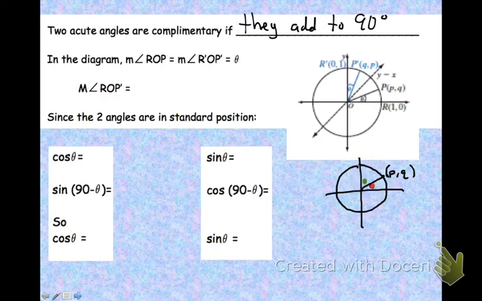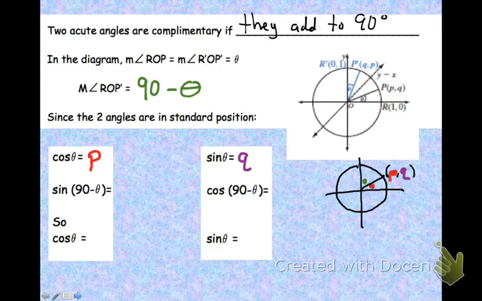So the measure of the green angle there, this top angle, is actually 90 degrees minus whatever our angle measure is, whatever theta is. So that's pretty much the toughest thing you have to be able to do for this section. So the cosine of the red angle is going to be P, because it's the first part of that coordinate, so it's P. The sine is going to be Q, because it's the second part.